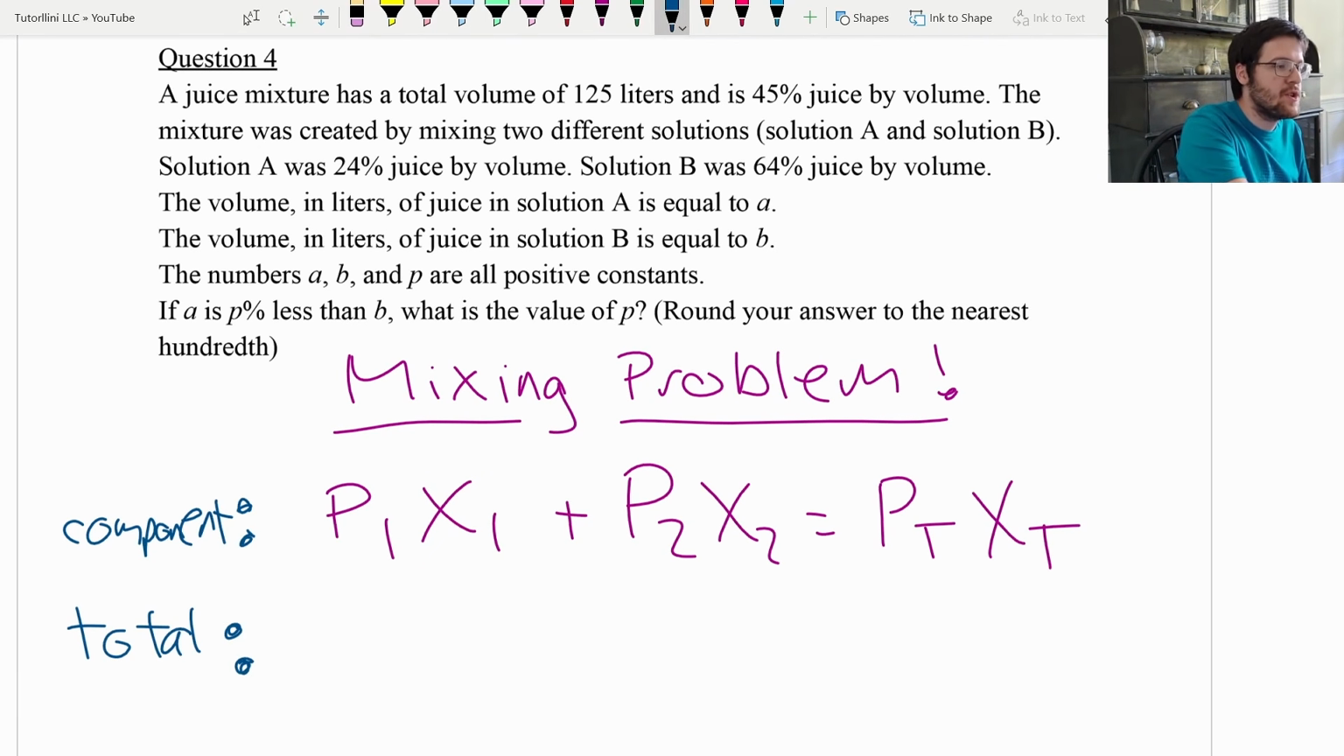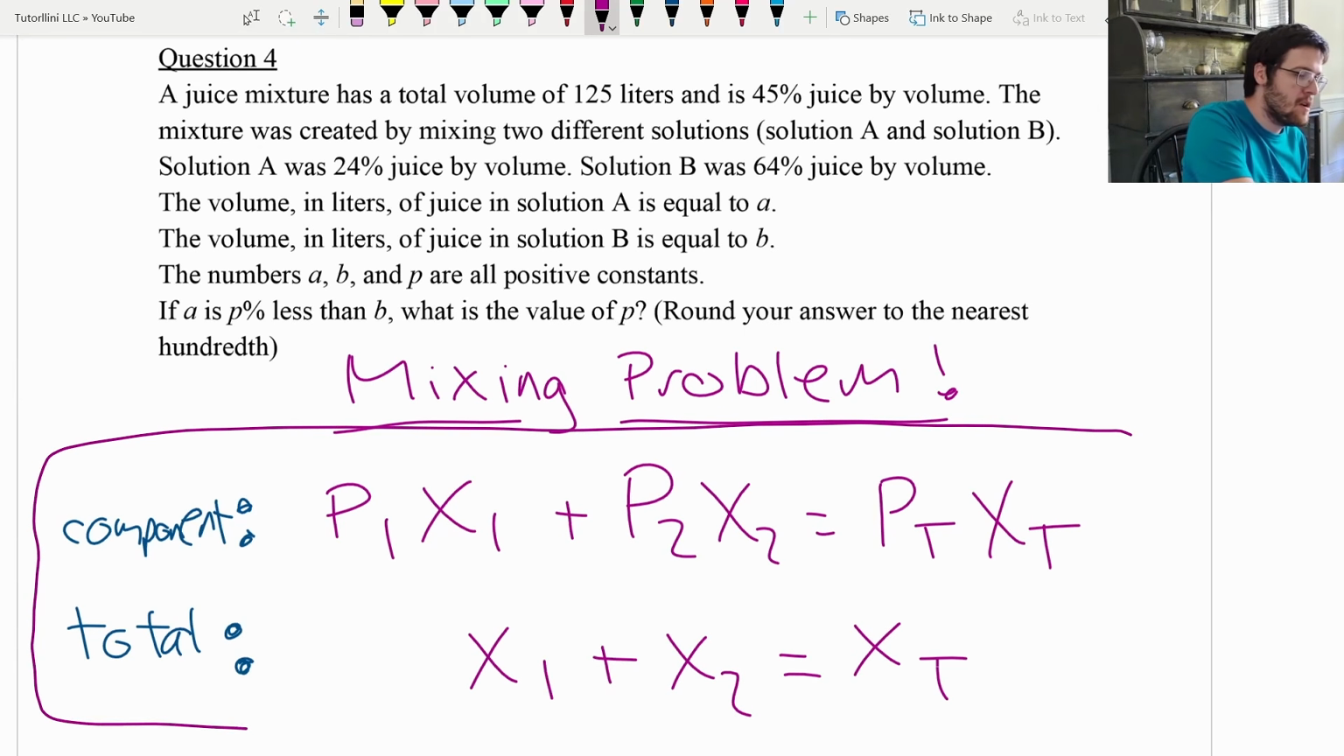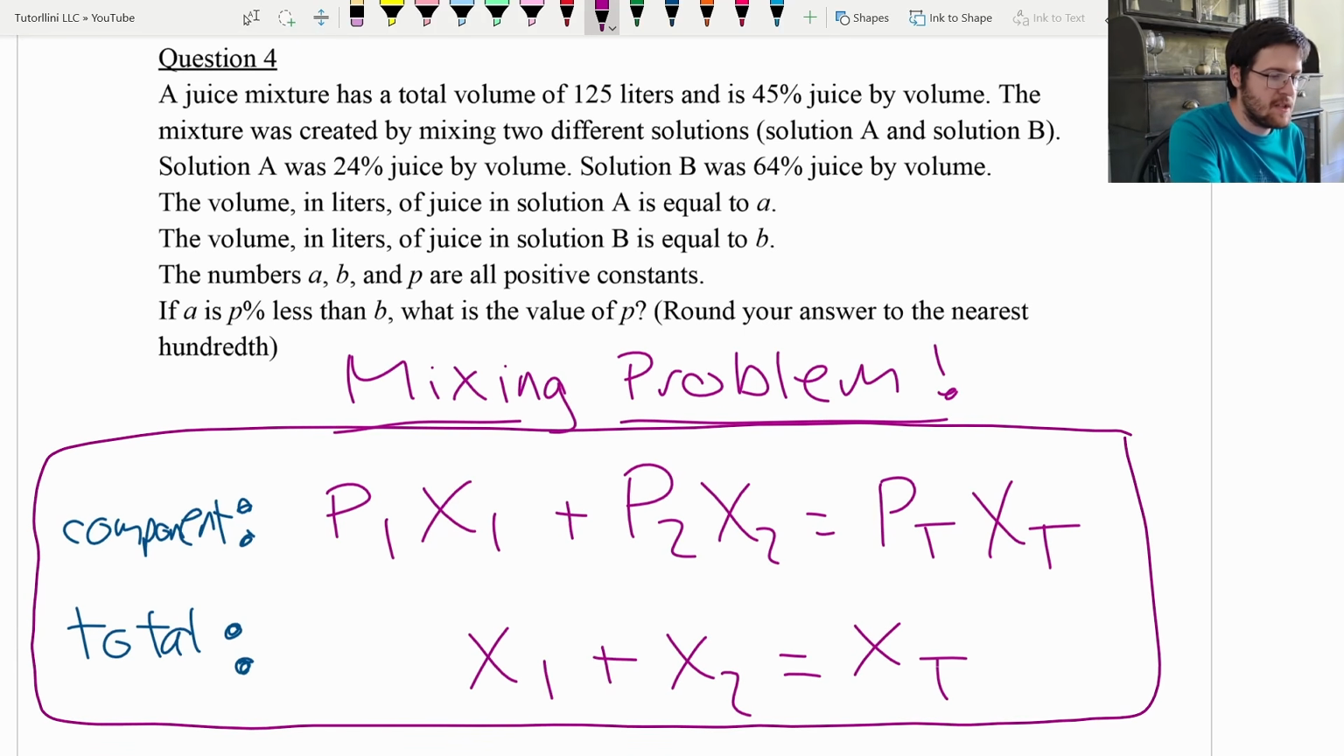So another balance on the total amount of volume. Think about it. If I have 2 cups of water and 3 cups of water, I mix them together, I should get 5 cups, right? That's basically what the second balance is saying. So x1 plus x2 equals x total. We're going to write these 2 equations, and then we're going to put them in Desmos. The first balance is on the juice, and the second balance is on the total liquid.